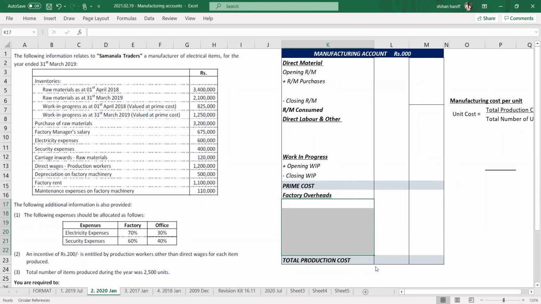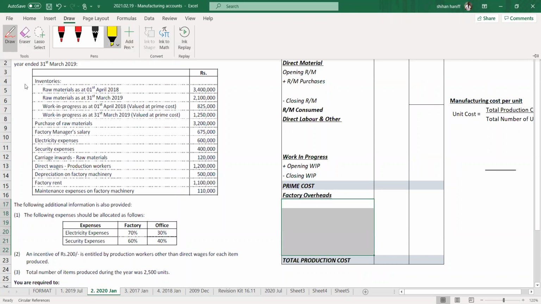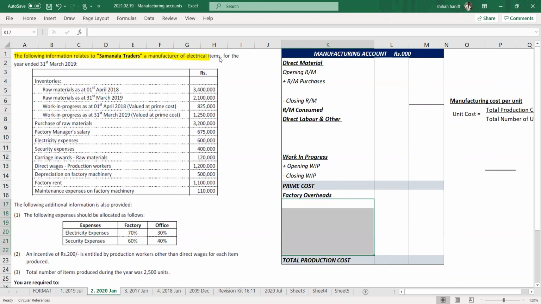Question number 2. The following information relates to Samanala Traders, manufacturer of electrical items for the year ended 31st March. Inventories, opening, closing, raw material, work in progress, valued at prime cost. Purchases, manager's salary. Okay. Additional information. Expenses should be allocated as follows: electricity, security expenses. Incentive of 200 rupees is entitled by production workers other than direct wages for each item produced.